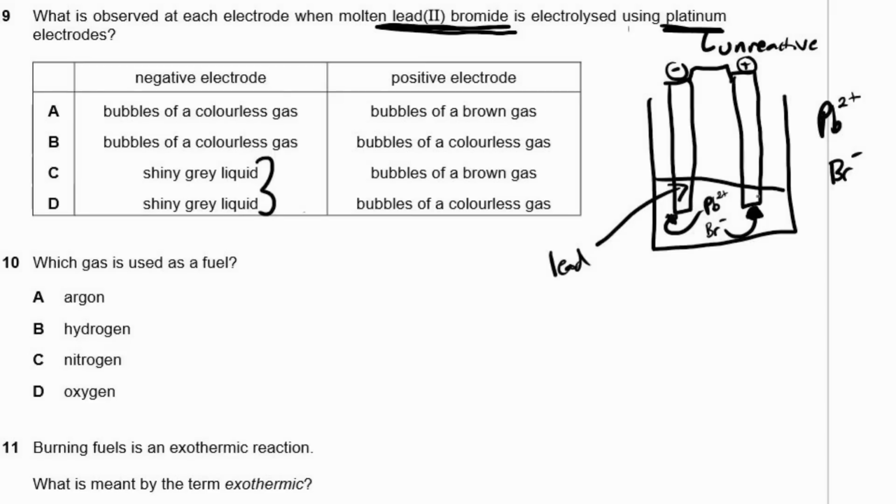And the Br-, bromine, is a colorless gas. If it's molten lead-2 bromide, it will be a gas. Sorry, I said a colorless gas. It's not colorless at all. It is brown, because bromine is a yellowy brown color. So the answer is C, because this will be bromine at the positive electrode.